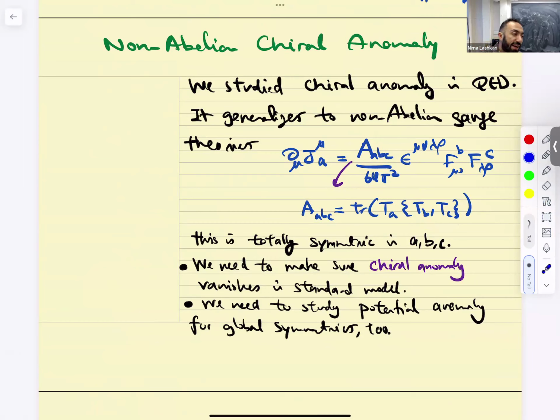Now, the point is that our representation is now reducible. So these T^A, T^B, T^C are diagonal matrices with QAs and QVs.